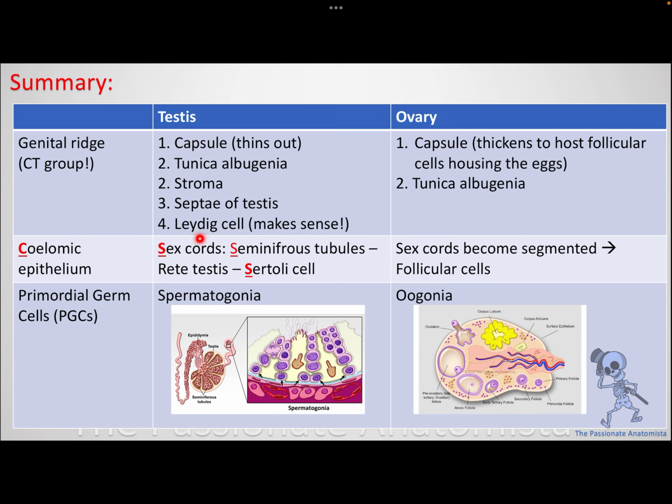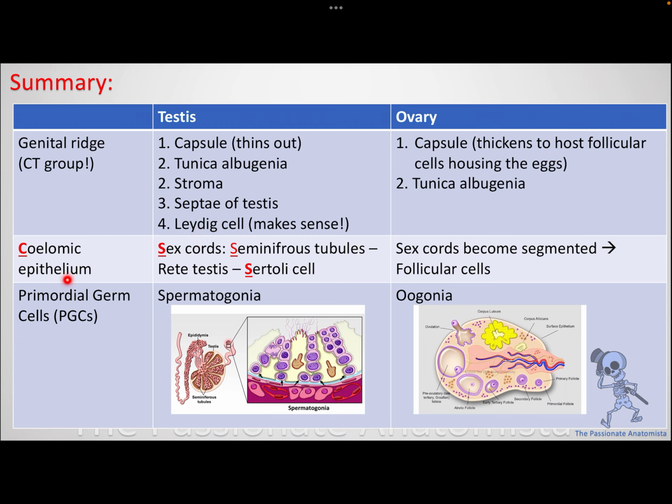And remember that the Leydig cell is actually coming from the genital ridge. And you might get confused in the exam and say, oh my God, I can't remember whether the Leydig cell or the Sertoli is coming from the genital ridge or coelomic epithelium. Remember, guys, the genital ridge is giving you connective tissue stuff. And the Leydig cell is actually sitting in the interstitial spaces. It's sitting in the connective tissue. So it makes sense that the genital ridge is giving me all connective tissue related structures.